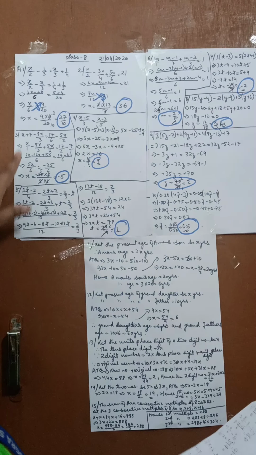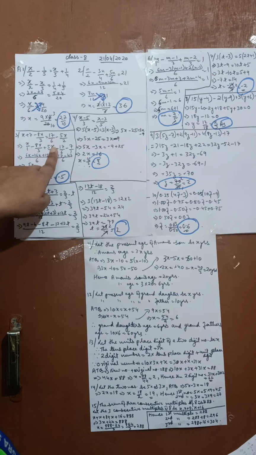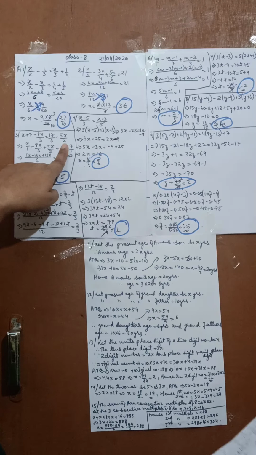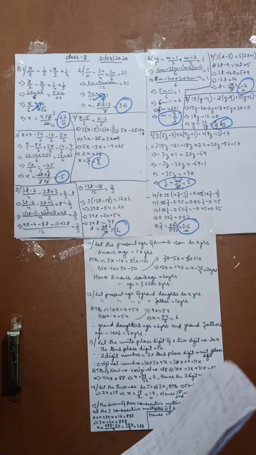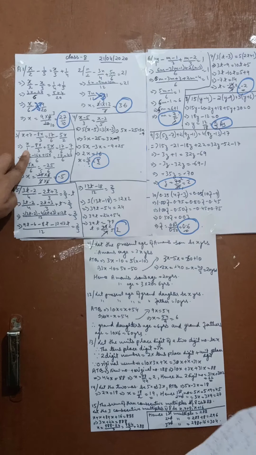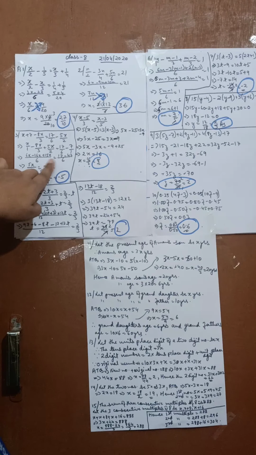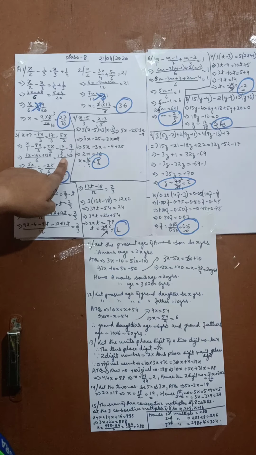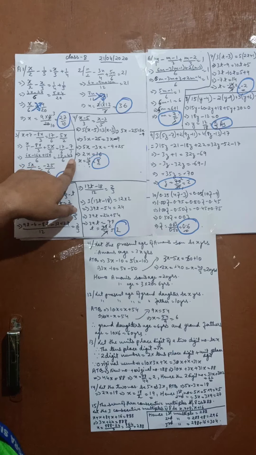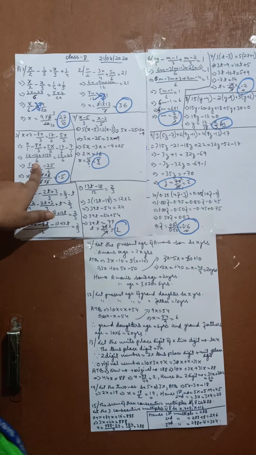Number 3 is x plus 7 minus 8x by 3 is equal to 17 by 6 minus 5x by 2. So here also we'll keep all the x values all together. Okay, so x by 1 minus 8x by 3 plus 5x by 2 is equal to 17 by 6 minus 7 by 1. So we'll take the LCM of 1, 2 and 3. Okay, so it becomes 6.